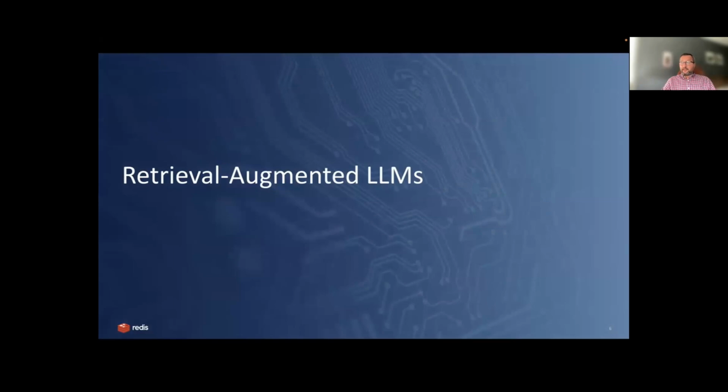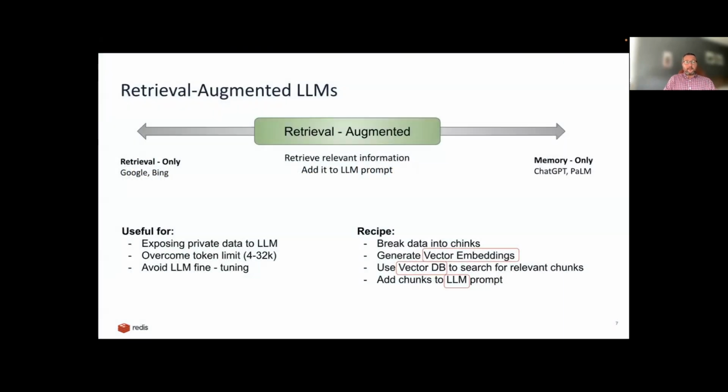Now, retrieval augmented LLMs. You probably heard that term as well. I heard it in the AWS session just minutes ago. The idea behind retrieval augmented LLM is to bridge the gap between retrieval or search only and memory only. Models like ChatGPT, PaLM, and Google BART have tremendous memory, but they're not aware of anything they have not been trained on. On the other hand, Google, being a traditional search engine, can retrieve any information available out there on the web quite easily, but it lacks the intelligence of large language models.